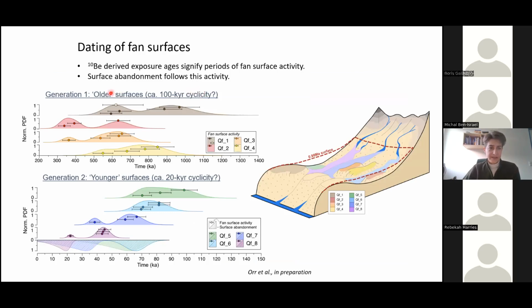So the older fans are actually rather difficult to date. You see this big spread in ages on the individual boulders, but they're really old, right? So possibly we're looking at 100,000-year cyclicity, but that's not very clear. The younger surfaces, on the other hand, are quite a bit younger. And if again, we focus on the timing of incision, it looks like we're seeing, once again, approximately 20,000-year cycles.